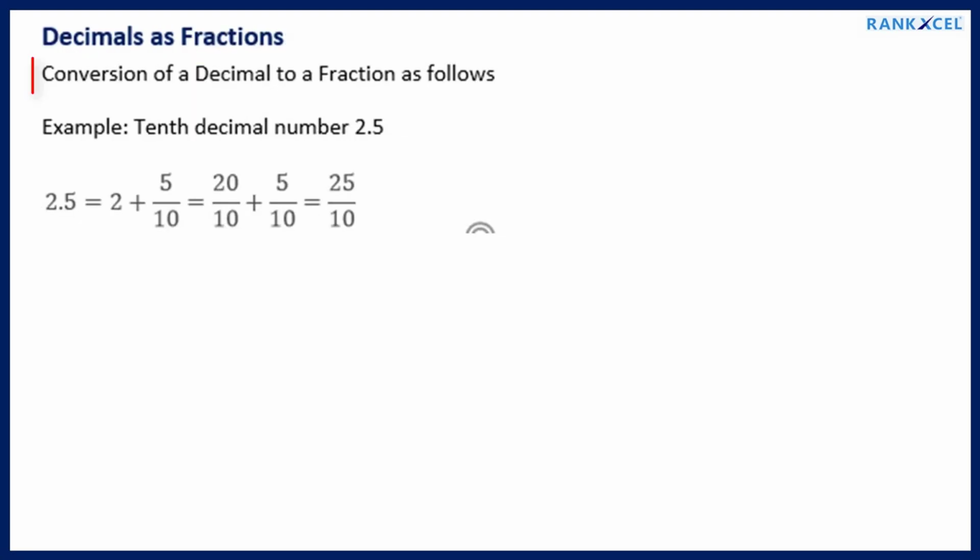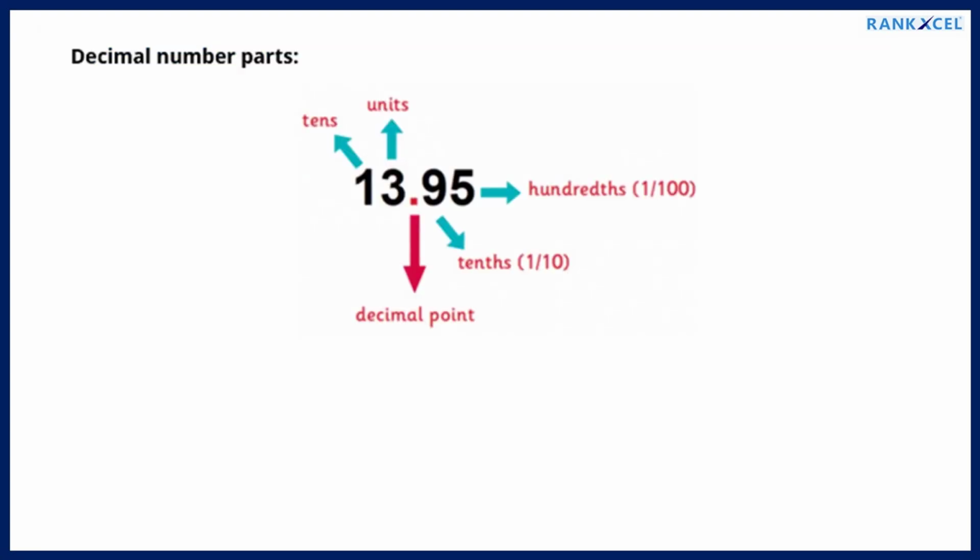Decimals as fractions. Conversion of a decimal to a fraction is as follows. Example, the decimal number 2.5. Decimal number parts.